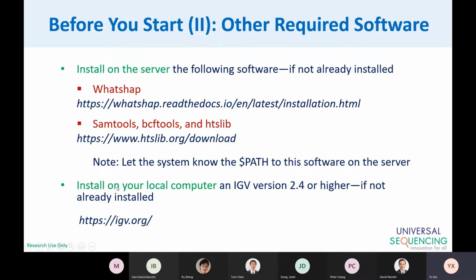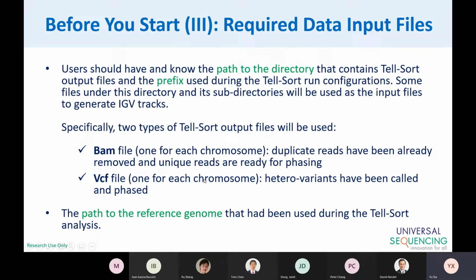Also, do not forget to install IGV on your local computer. If you haven't done it, you may just follow this link, download and install it. Now we have the Perl script ready and the dependencies ready, so we are ready to run the Perl script. However, before that, we need to know the input files, that means the parameters for the Perl script.